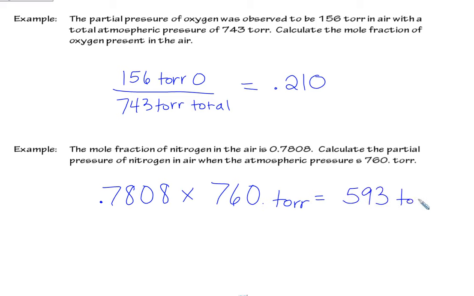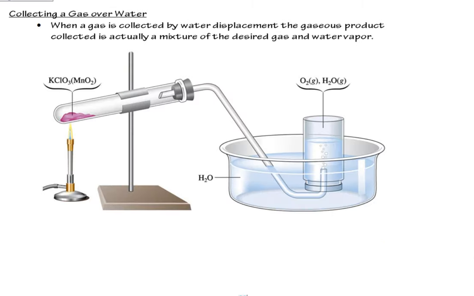593 torr. That's the partial pressure of the nitrogen, the pressure coming from the nitrogen collisions alone. Makes sense, right? Here's how we might use this in the lab. So we're going to collect a gas by what's called water displacement.